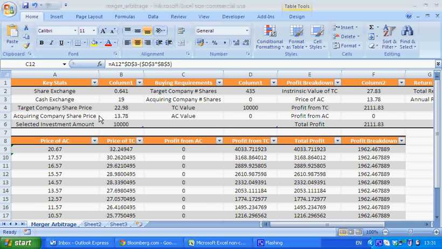Today I'm going to run through quite a clever spreadsheet which shows you how to profit from merger arbitrage. So what is merger arbitrage? It's really just betting on the likelihood of an acquisition or a merger.